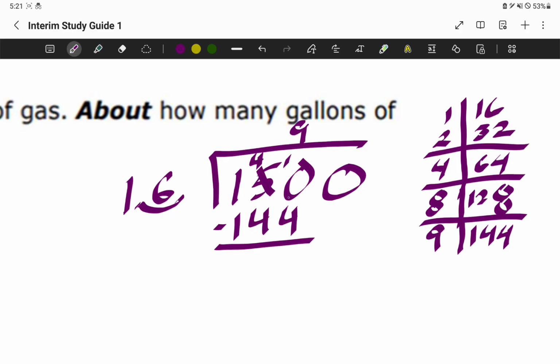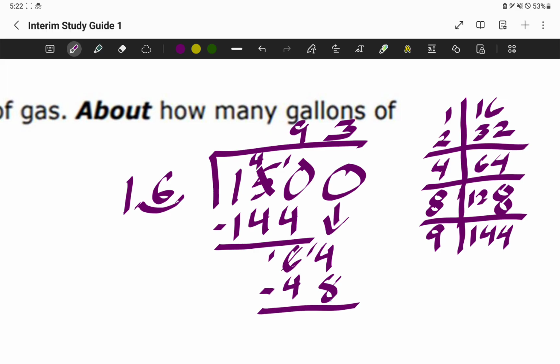Borrow. We get 6. Well, we know 4 is 64, so it's got to be 3, because 4 is too many. So 3 times 6 is 18. Carry 1. 3 times 1 is 3, and 1 is 4. Borrow. And what we're left with is 16. Now, we can keep going with the decimal, but it's really not necessary.